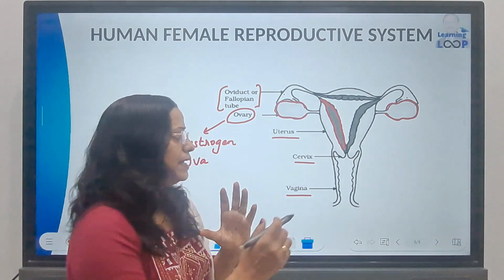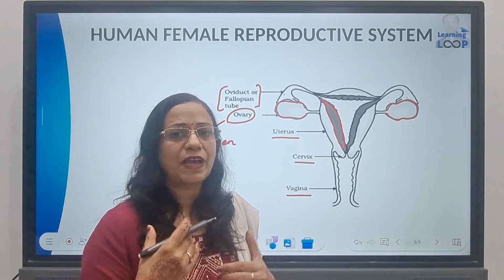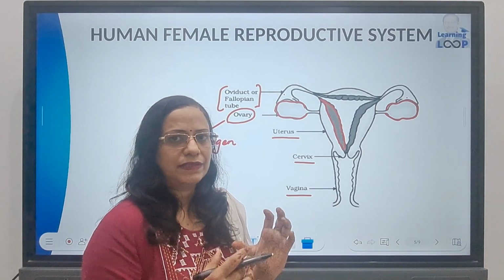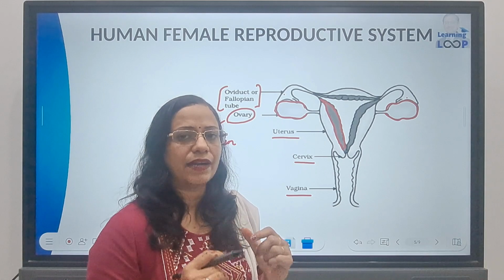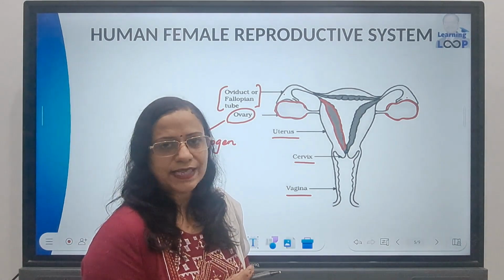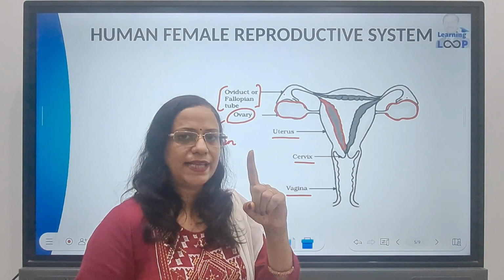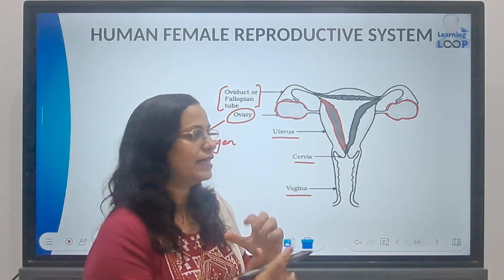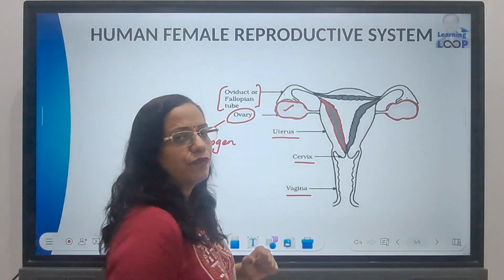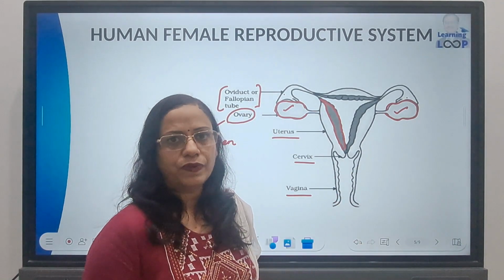So the inner lining of the uterus starts thickening with a rich supply of blood, and that makes it soft, spongy and rich in blood. On the 14th day of the cycle, the ova is released from the ovary. One ova is released every 28 days alternately. That means one month this ovary will release the ova, the second month this ovary will release the ova.